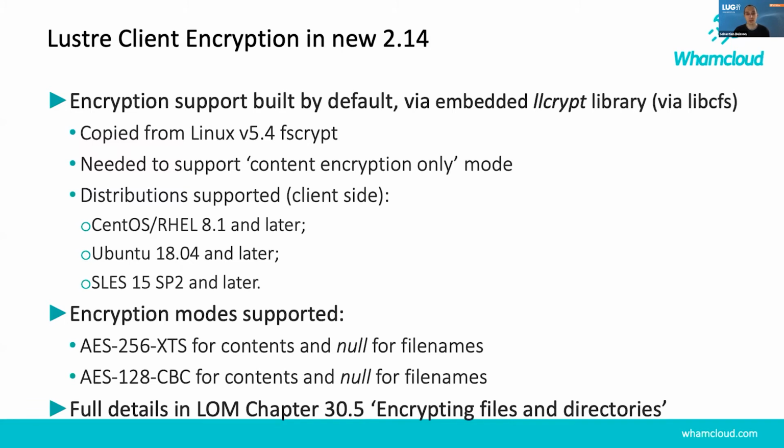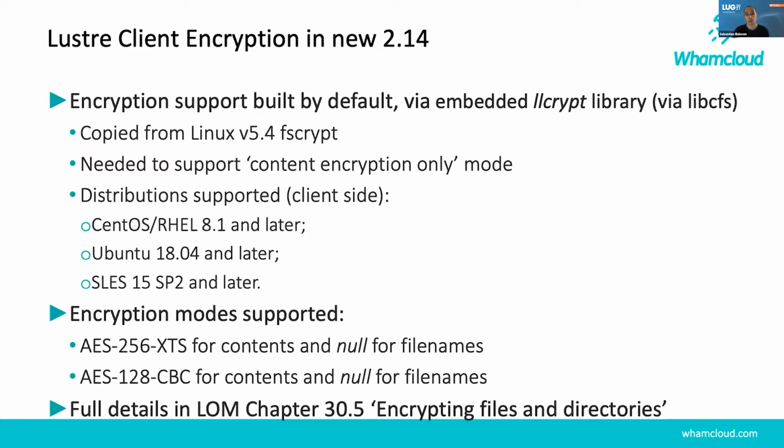So in the new 2.14 release, encryption support is built by default via the embedded LLcrypt library that is included inside libcfs. So basically, we had to copy FScrypt from Linux 5.4 and include that inside the Lustre tree. The reason is we need to support content encryption mode. And you can benefit from client encryption as soon as your client runs on the following distributions. So CentOS or Red Hat 8.1 or later, Ubuntu 18.04 or later, and SLES 15 SP2 or later.